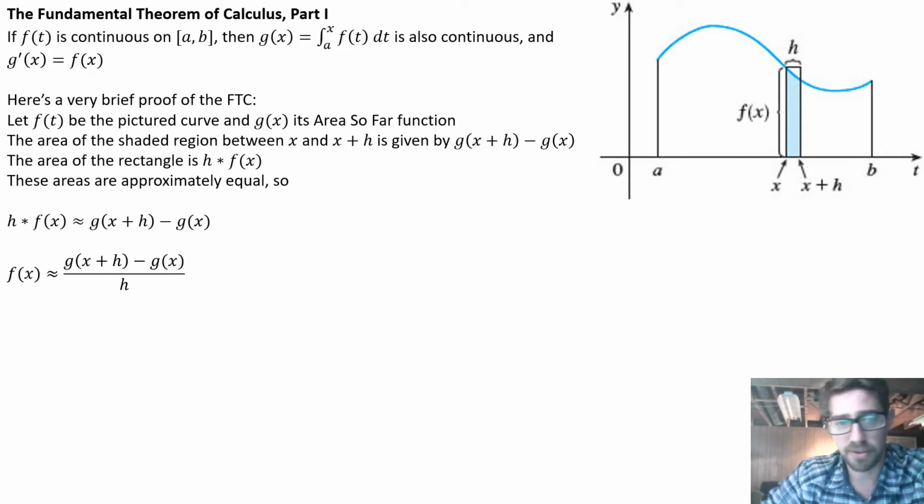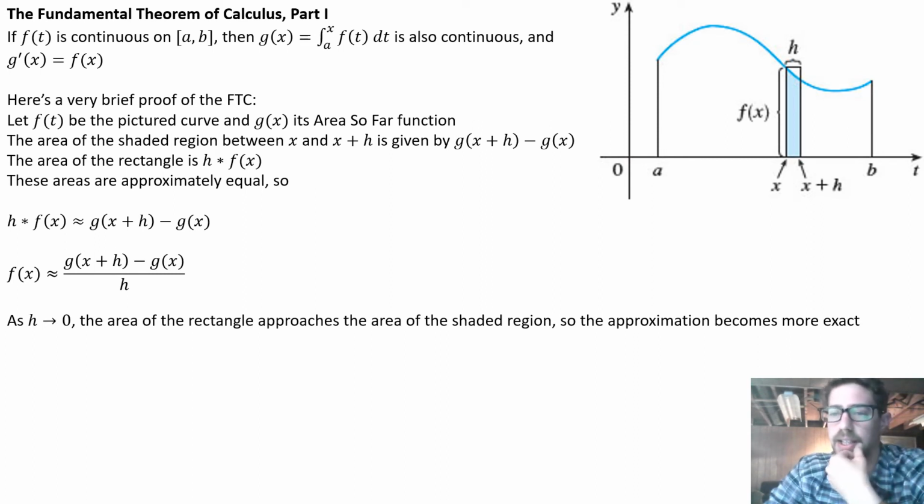We can do some math, so we just divide by h. h is just some non-zero number, so we divide both sides of that equation by it. So f of x is about g of x plus h minus g of x, over h, and that should start to look a little familiar, that thing on the right there.